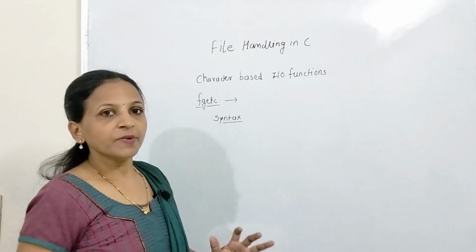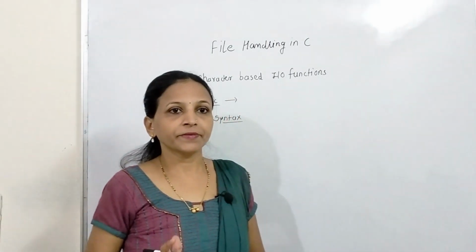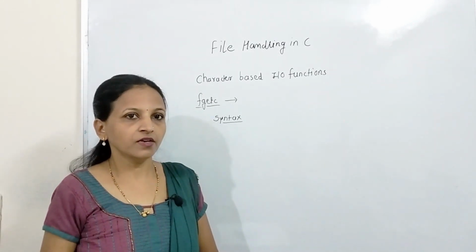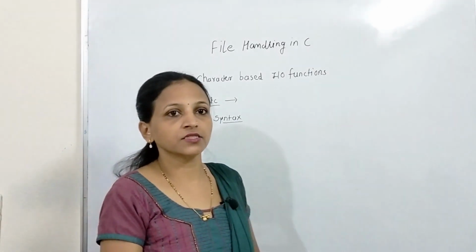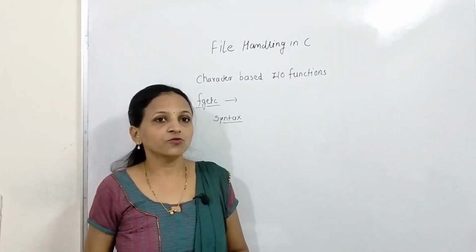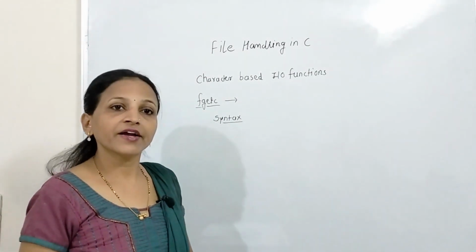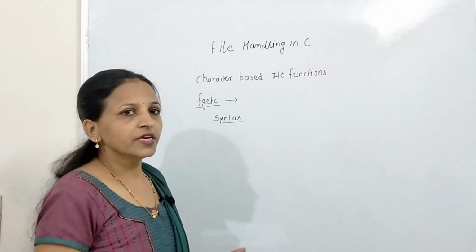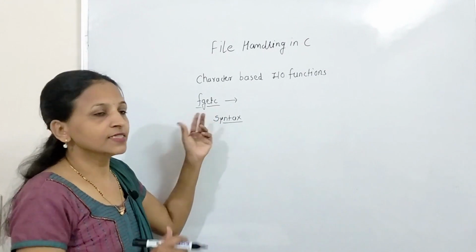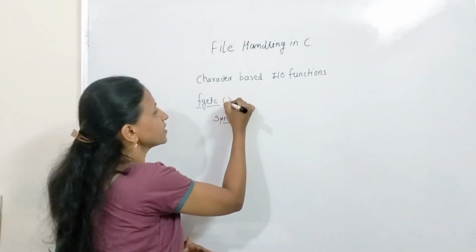See, character based file IO functions means what? Whenever you want to read a single character from a file, or if you want to write a single character to the file, then we can use these character based file IO functions. To read a character from file, the function is fgetc. This function we can use to read a character from file.